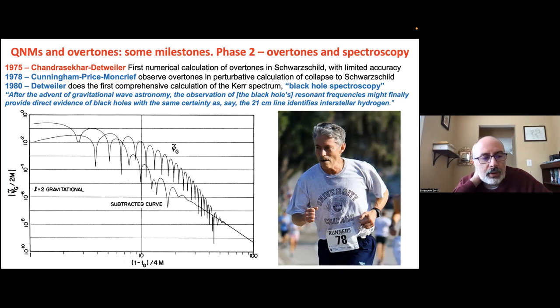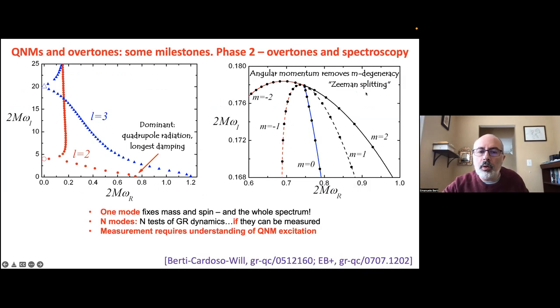And also, it has been understood for more than 40 years now that these modes are very important in the context of gravitational wave astronomy. In fact, in 1980, when Steve Detweiler first computed the full spectrum of Kerr black holes, he pointed out that with the advent of gravitational wave astronomy, the observation of the resonant frequencies might be used to provide direct evidence of black holes with the same certainty as the 21 centimeter line identifies hydrogen. So the role of these modes for understanding whether we are observing black holes was clear from the very beginning.